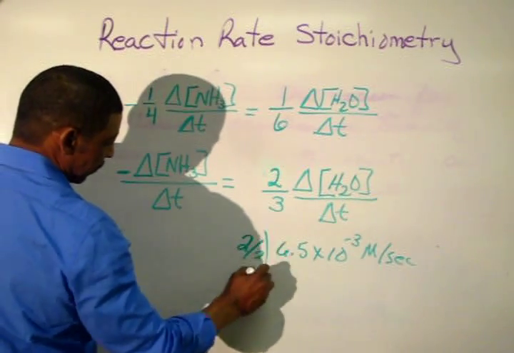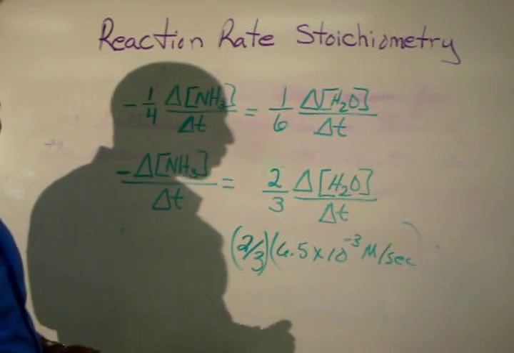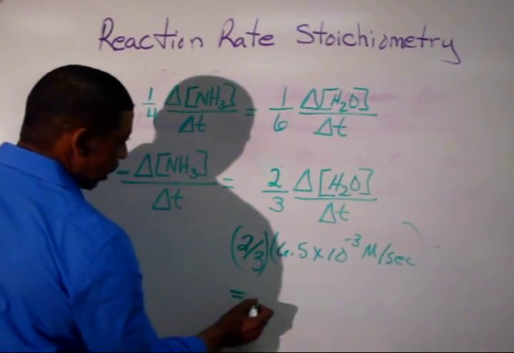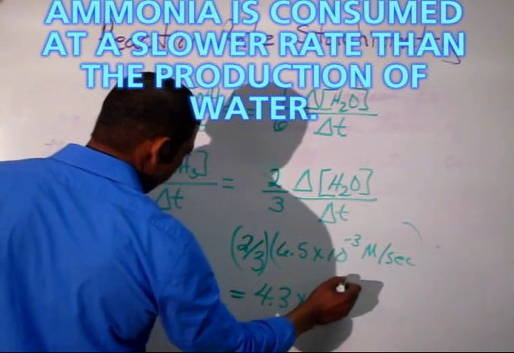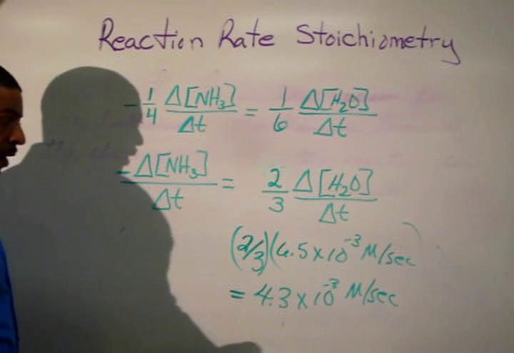2/3 times 6.5 times 10 to the minus 3 molar. That will give a final answer of 4.3 times 10 to the minus 3 molar per second.